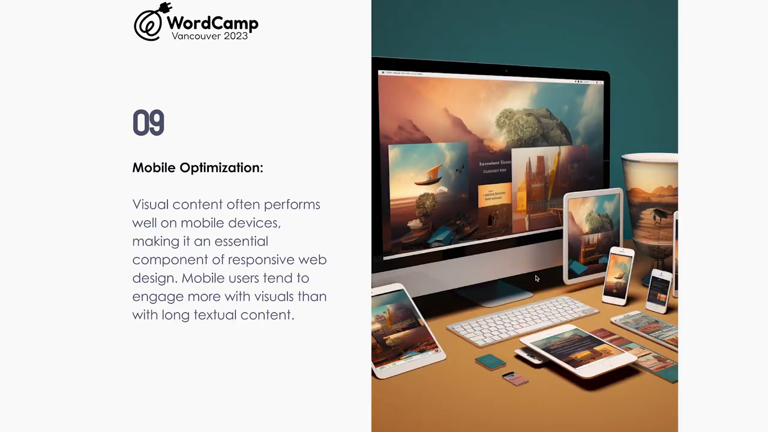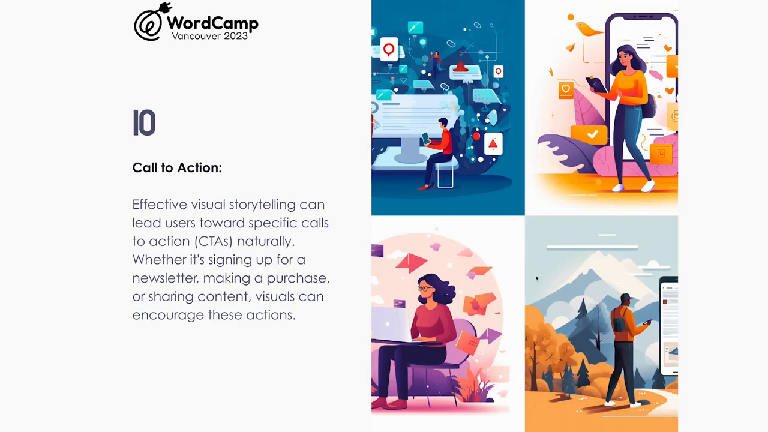Number nine, mobile optimization. Visual content often performs well on mobile devices, making it an essential component of responsive web design. Mobile users tend to engage more with visuals than with long textual content. Number 10, call to action. Effective visual storytelling can lead users towards specific calls to action, CTAs, naturally. Whether it's signing up for a newsletter, making a purchase, or sharing content, visuals can encourage these actions.